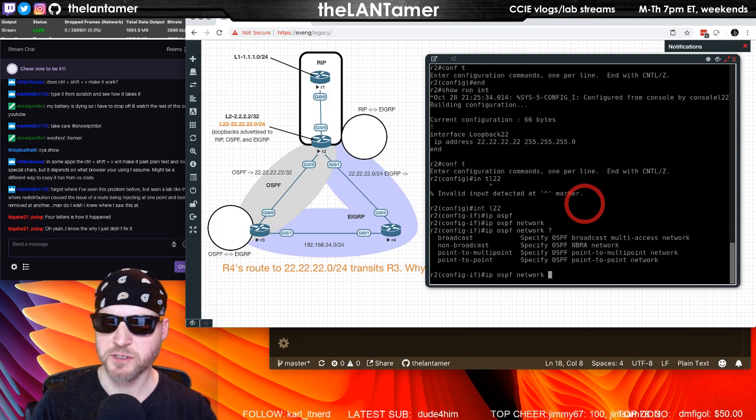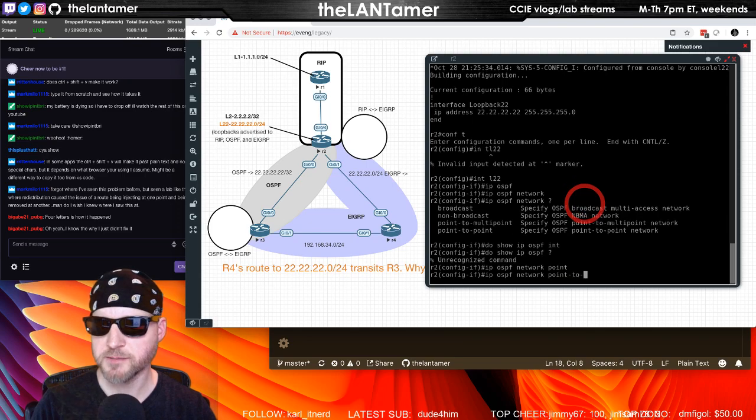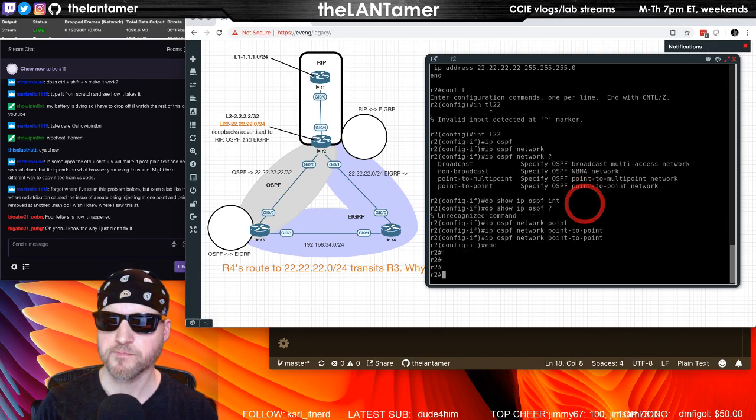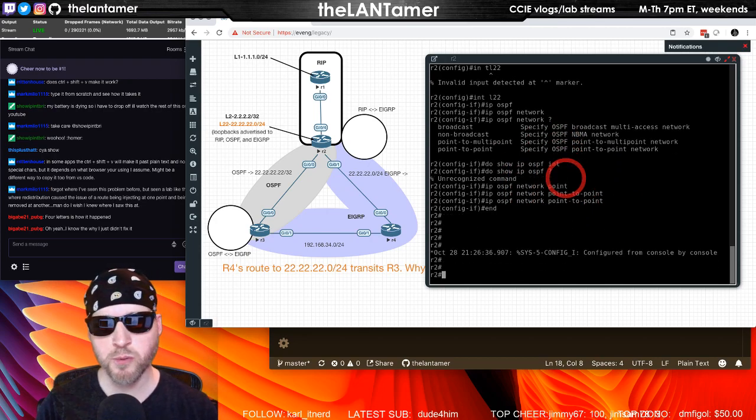Actually, let's do this first. Do show IP OSPF interface. That doesn't work, does it? Okay, so let's change it to a point-to-point. All right, we're lying a little bit here, right? There's no point on the other end.